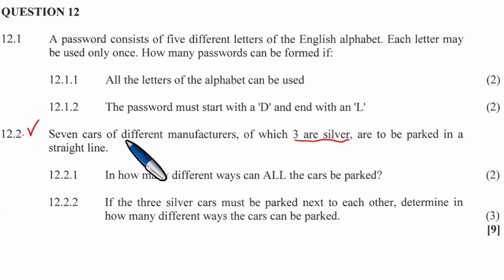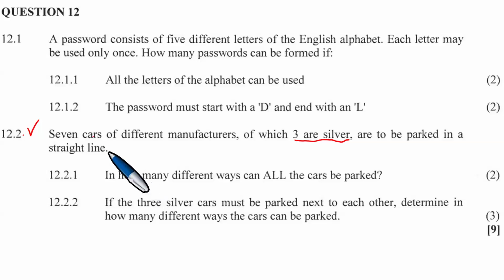So the 7 cars of different manufacturers, of which 3 are silver, are to be parked in a straight line. In how many different ways can all the cars be parked? It's not 7 ways, you say. Okay, that's a good point. Is it not 7 ways? So this one is a very interesting one. And now let us look at these.